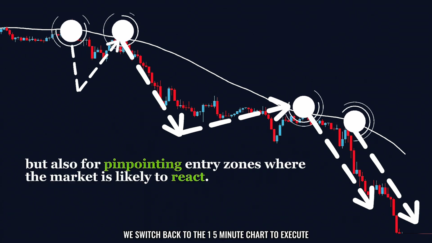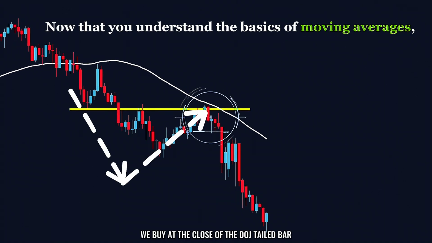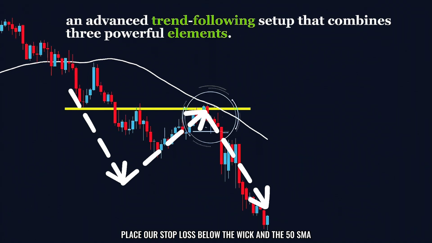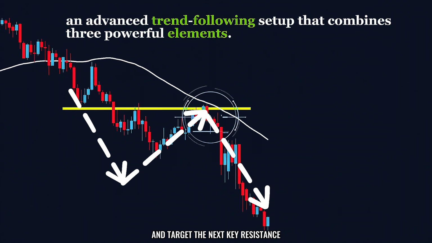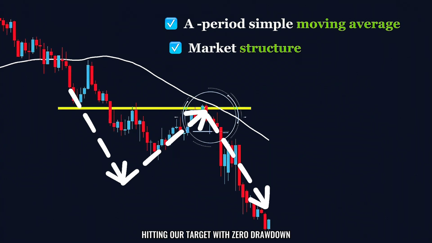We switch back to the 15-minute chart to execute. We buy at the close of the doji-tailed bar, place our stop loss below the wick and the 50 SMA, and target the next key resistance. The price shoots up cleanly, hitting our target with zero drawdown.